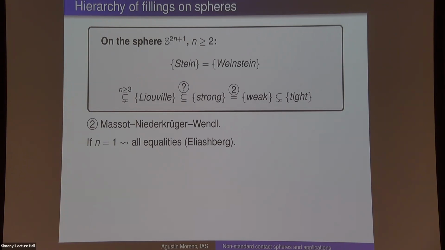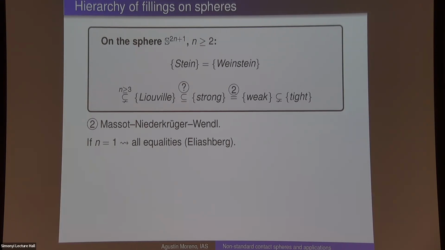It follows from a result of Massot and Wendl that there's an equality at 2. So strongly fillable contact structures on spheres are the same as weakly fillable structures on spheres, basically because the symplectic form is exact near the boundary, and then there's a deformation argument that you can use, which goes back to the Algebraic. And if n equals 1, so for the 3-sphere, the result of Algebraic that I mentioned before says that everything is an equality.